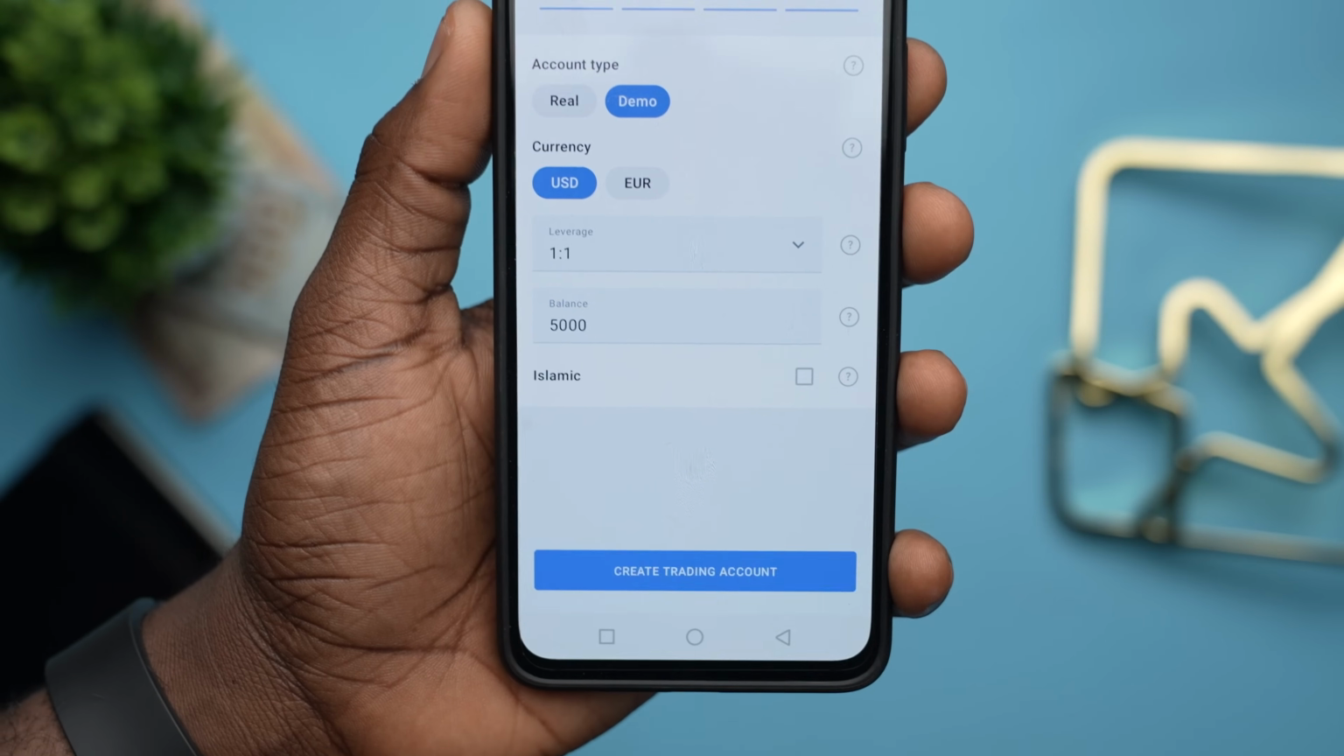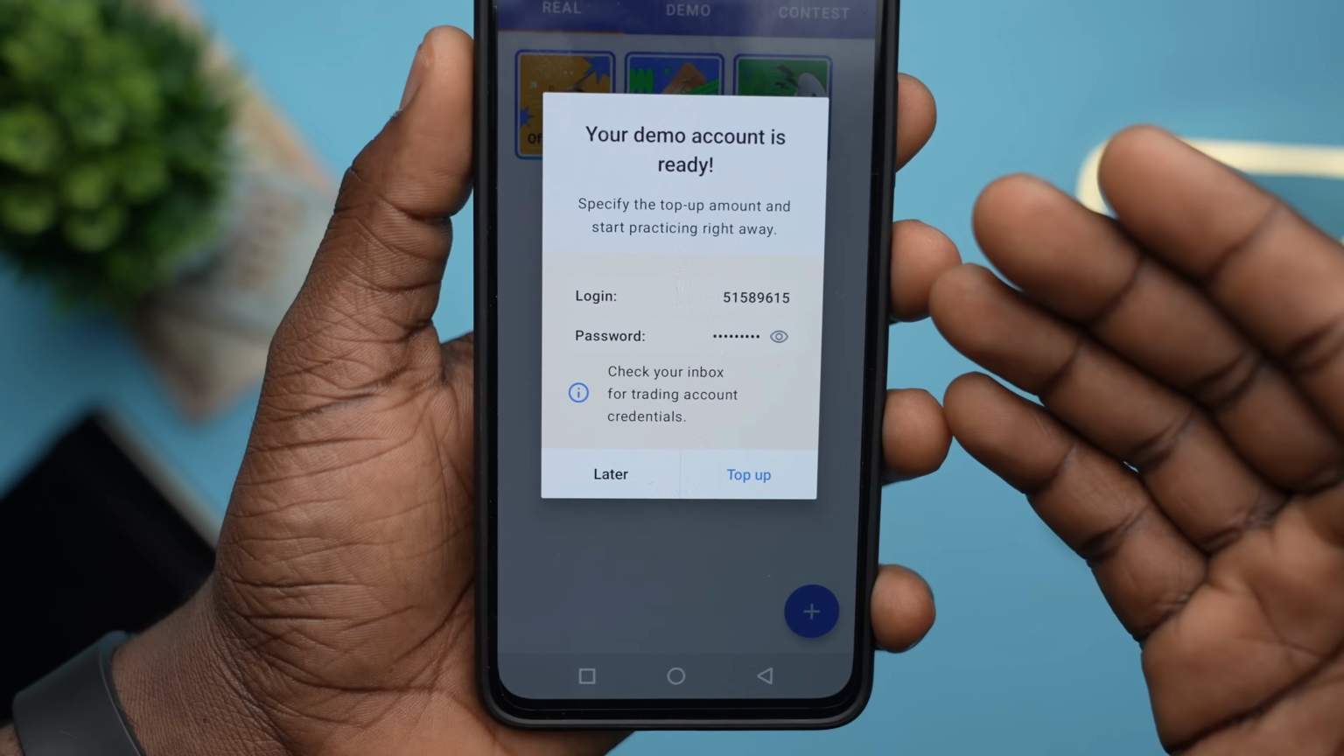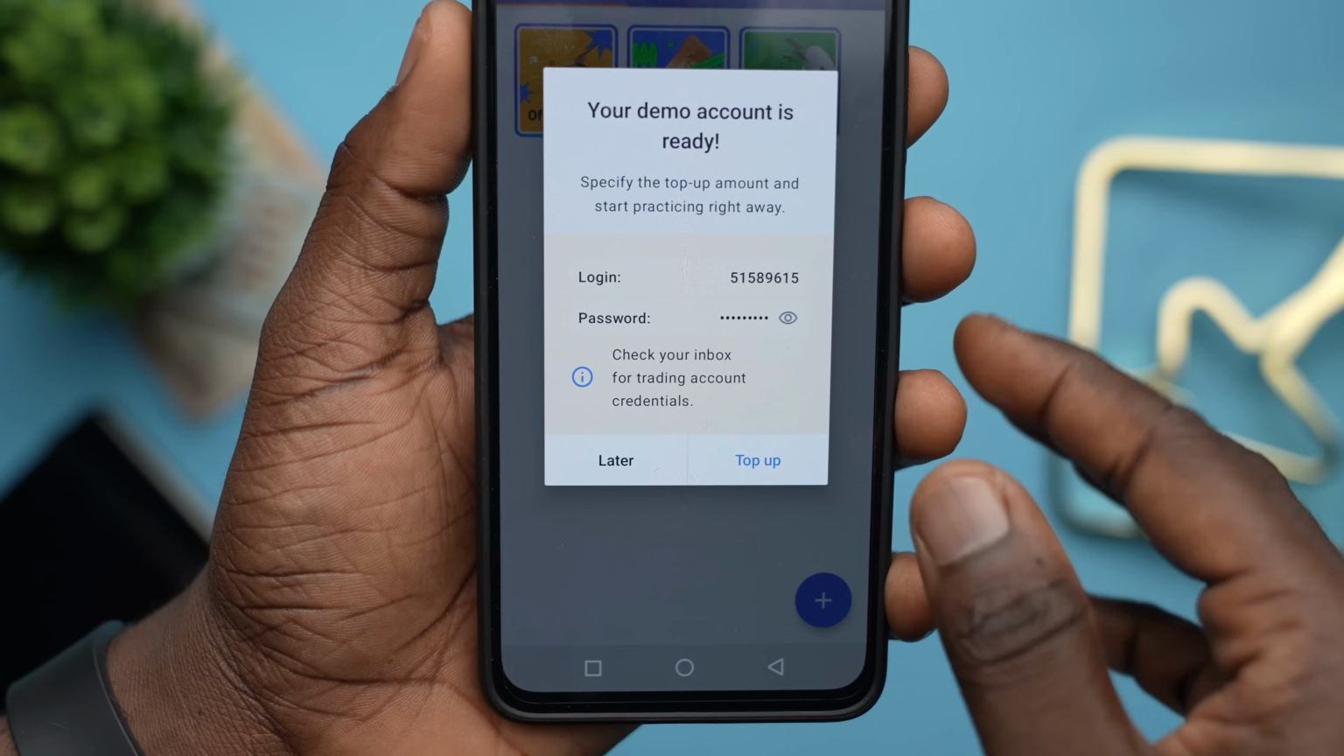You'll be able to create a demo account for which the password will be sent to your email. This is great to start with so you get a feel of the app and a view of the land.